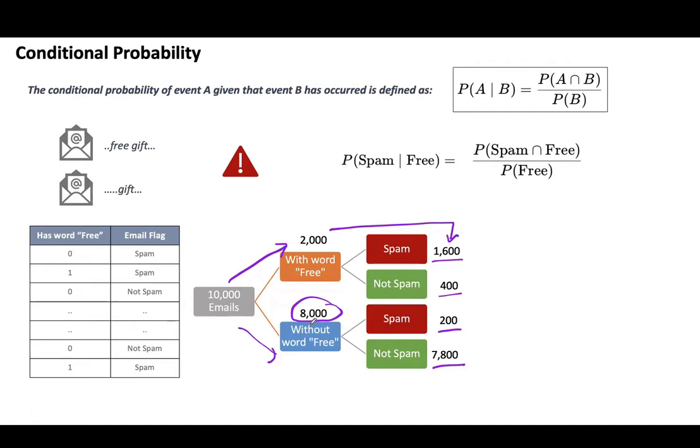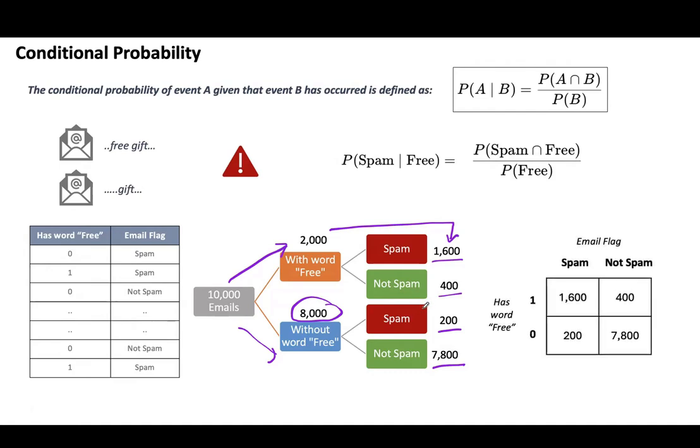But a more conventional way, a more proper way to look at this information is a contingency table. And here is one based on these numbers. Now, using this table, we are going to arrive at the probability that we wanted to compute. So we want to know what is the probability that an email is both spam as well as free.